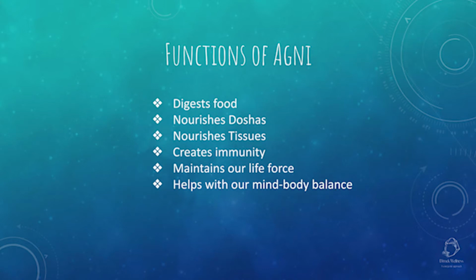Notice in one of the older slides, there was a baby in the womb. Where is the umbilical cord located? Right in the stomach. The functions of Agni are meant to digest food, nourish tissues, nourish the doshas, create immunity, maintain our life force, and help us with our mind-body balance.